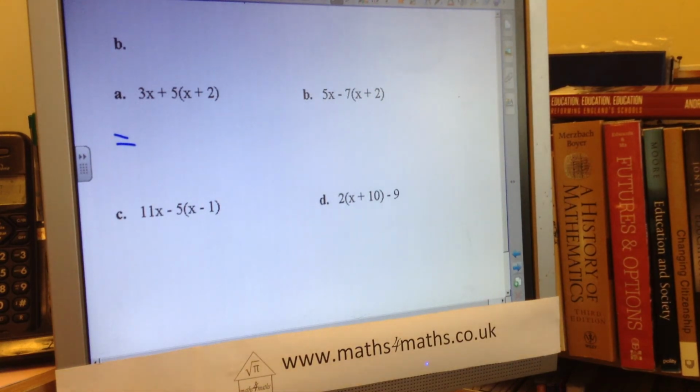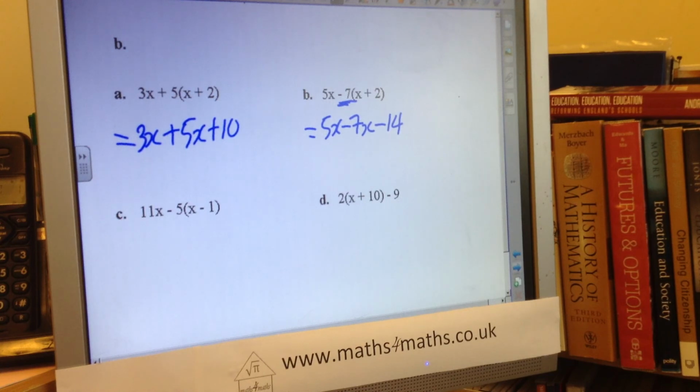Here we do the brackets first, so we leave the 3x as it is and expand that bit. So 5 times x will give us 5x, 5 times 2 will give us 10. We leave the 5x here, then expand this bit. This is minus 7. Don't work it as 7, consider it as minus 7, because that is what it is. We have minus 7 times x will give us minus 7x, and minus 7 times 2 will give us minus 14. Now in this case, you have to do something about it, because they are like terms.